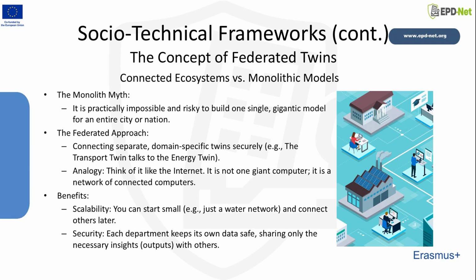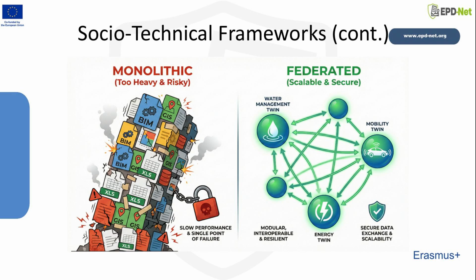Imagine the city as a team of specialists. The water department has a water twin. The transport department has a traffic twin. The energy company has a grid twin. In a federated system, these twins remain separate but are connected. They talk to each other. Example: if a water pipe bursts, the water twin automatically alerts the traffic signals to close the road, the traffic twin.